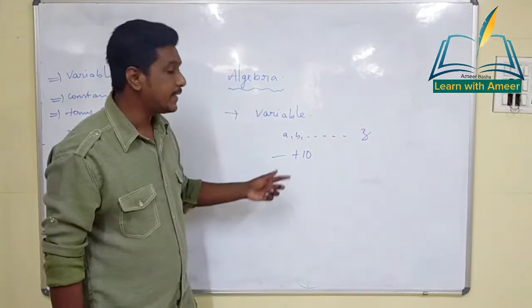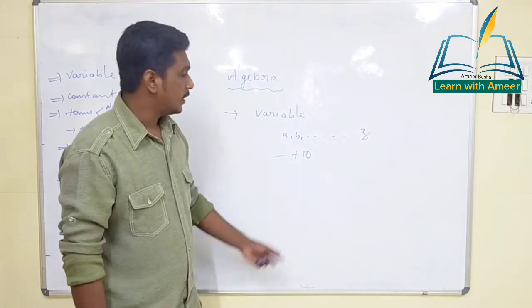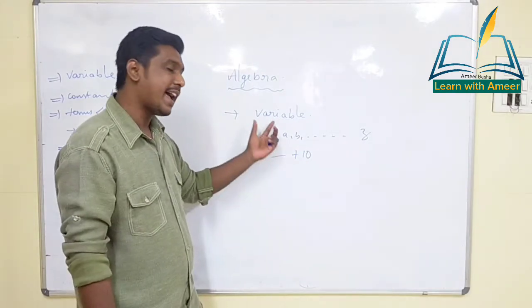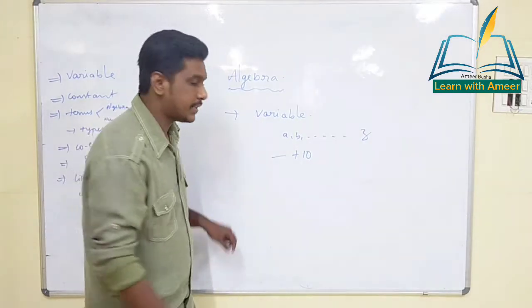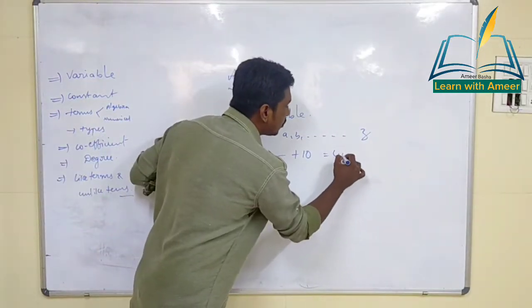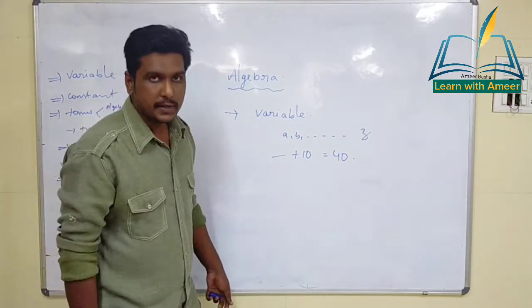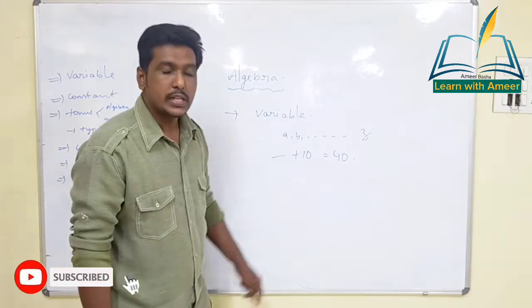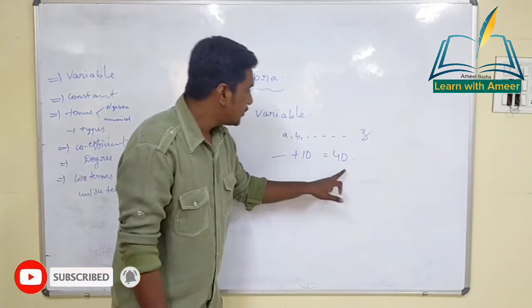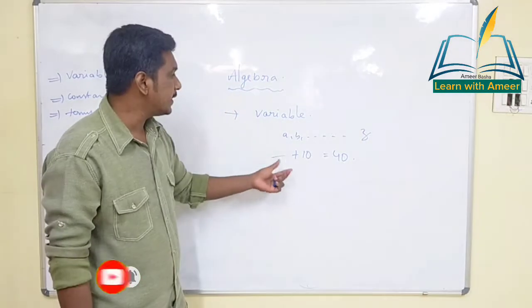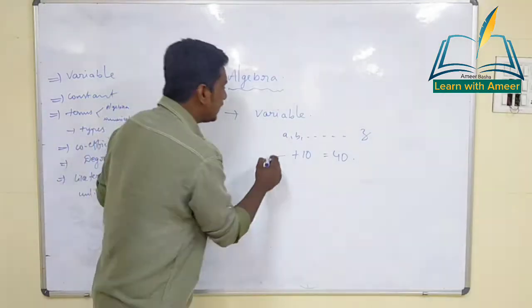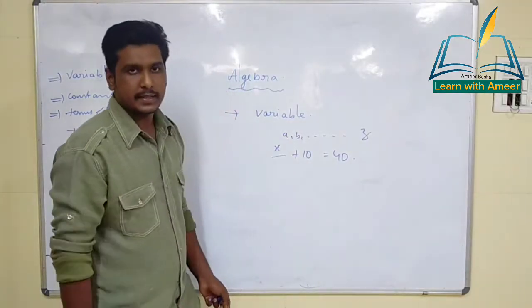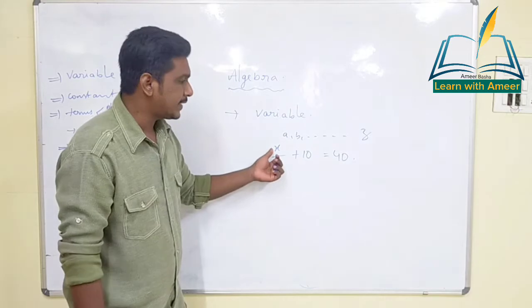For those chocolates, I have added 10 more chocolates. Now the total chocolates have become 40. Since I don't know what the initial number of chocolates was in the beginning, I will keep that as x.